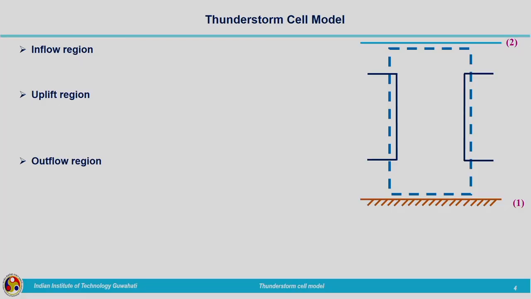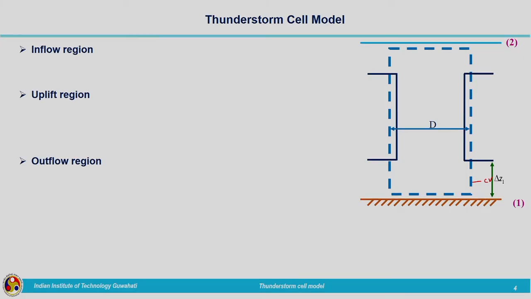And now what we are going to do, we are going to consider a control volume within the atmospheric column. So, this can be considered as a control volume. The control volume has a diameter D. This is a circular cylinder. The atmospheric column which we are considering is in the form of a circular cylinder which has a diameter D, and the inflow region has a depth of delta Z1, and the outflow region has a depth of delta Z2.